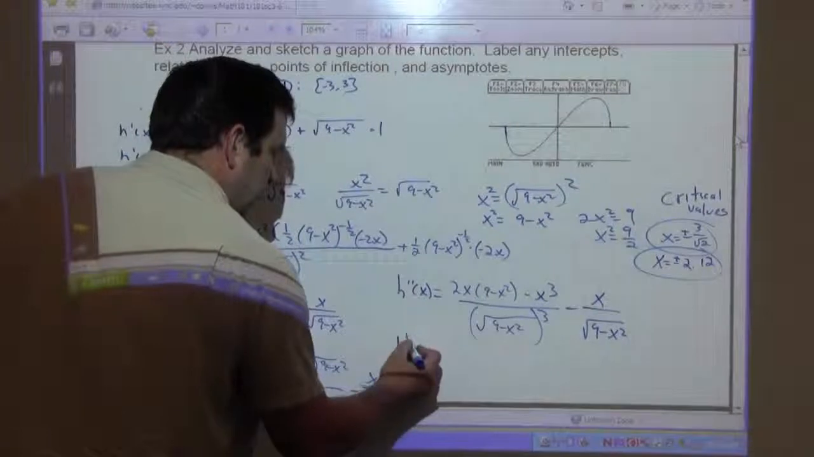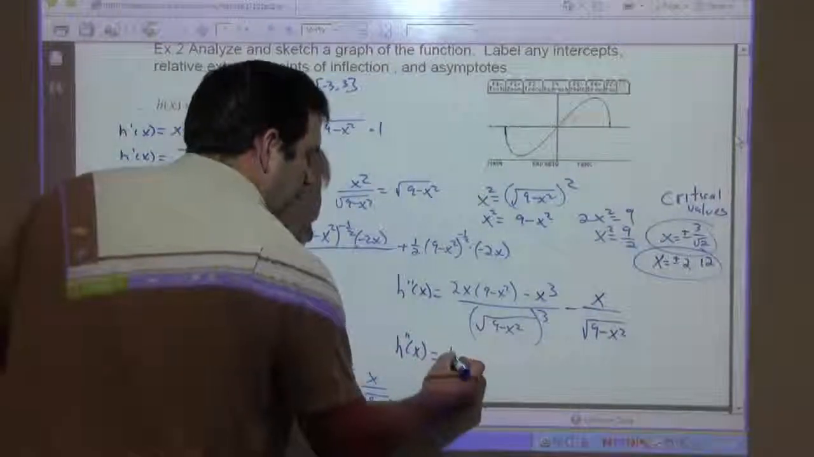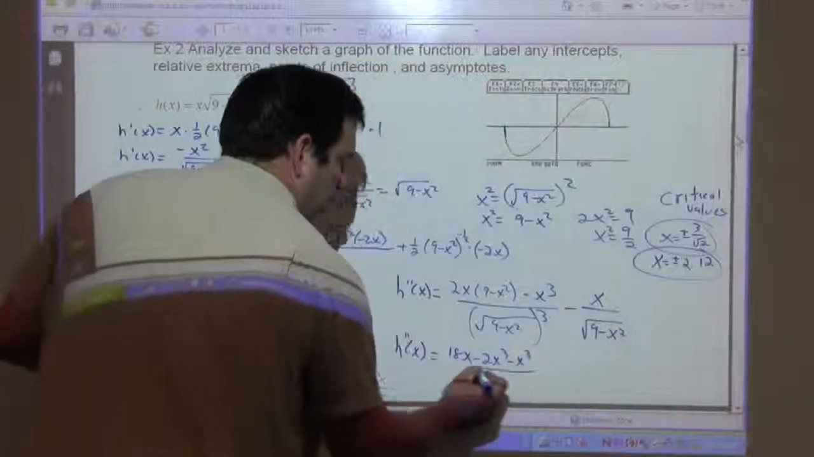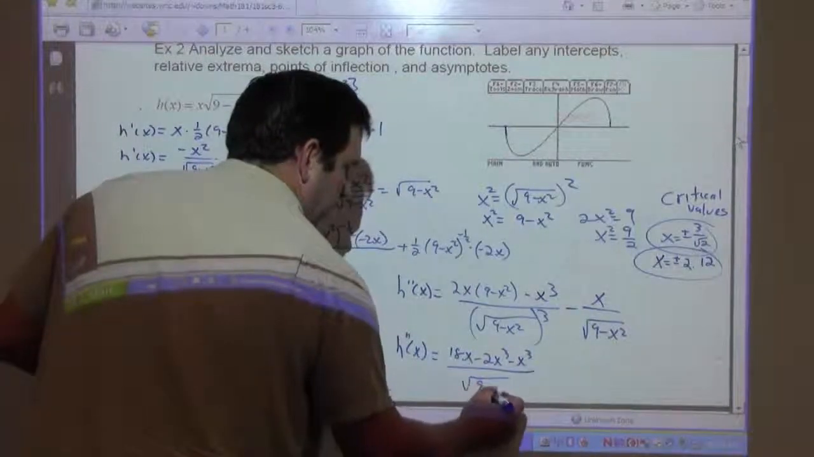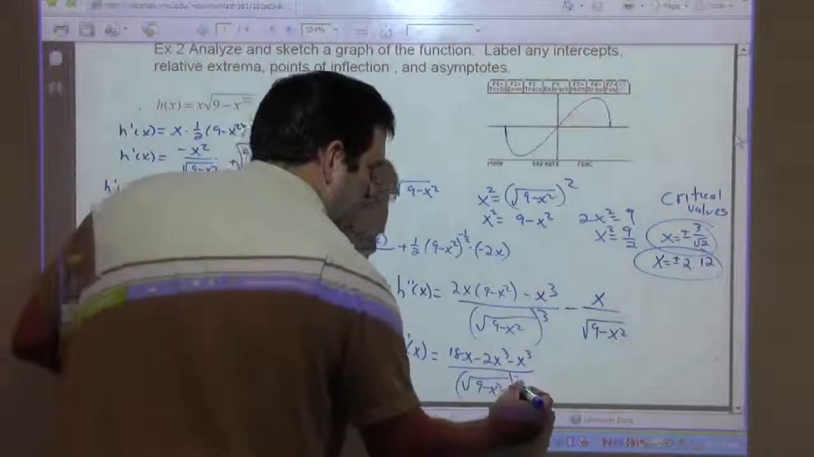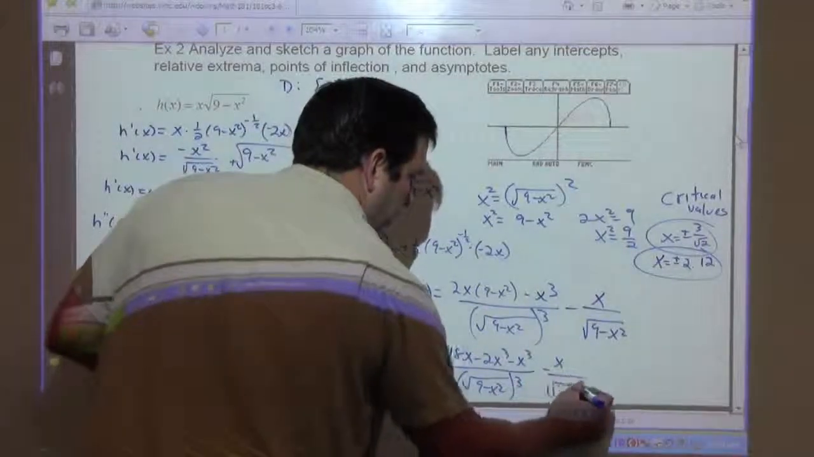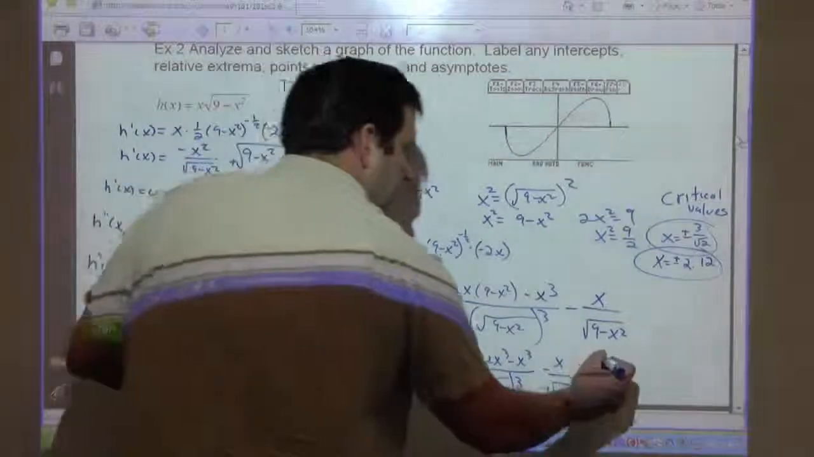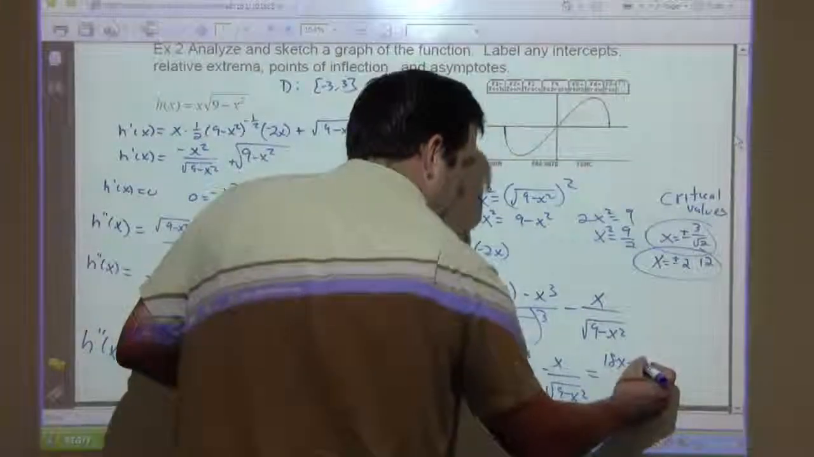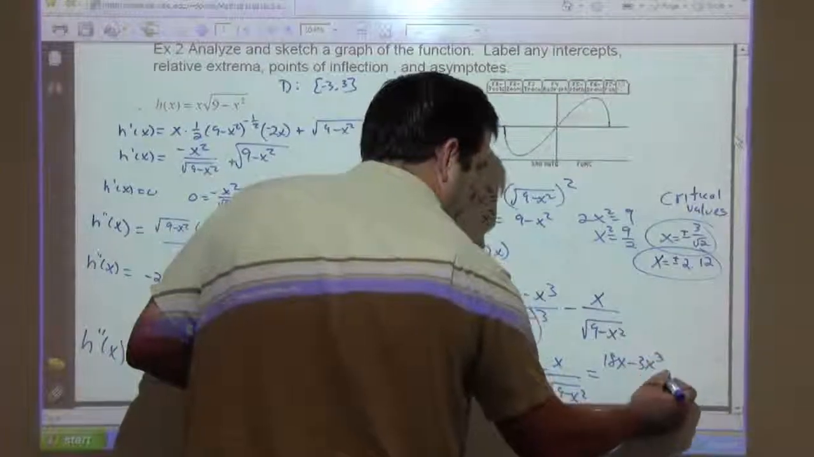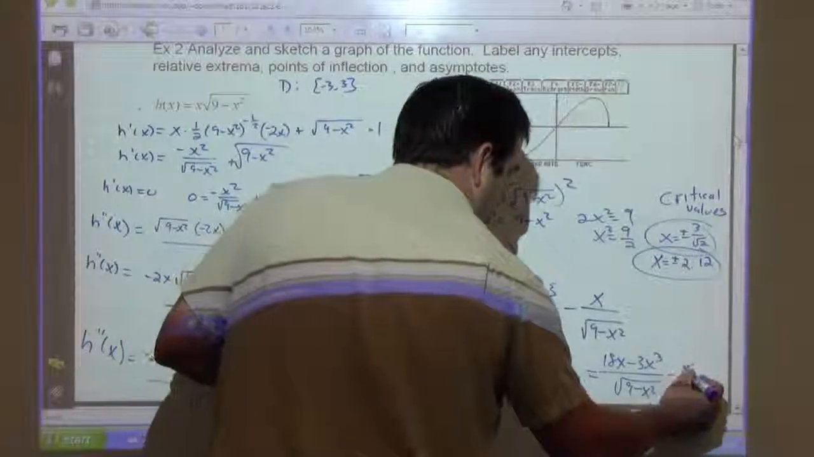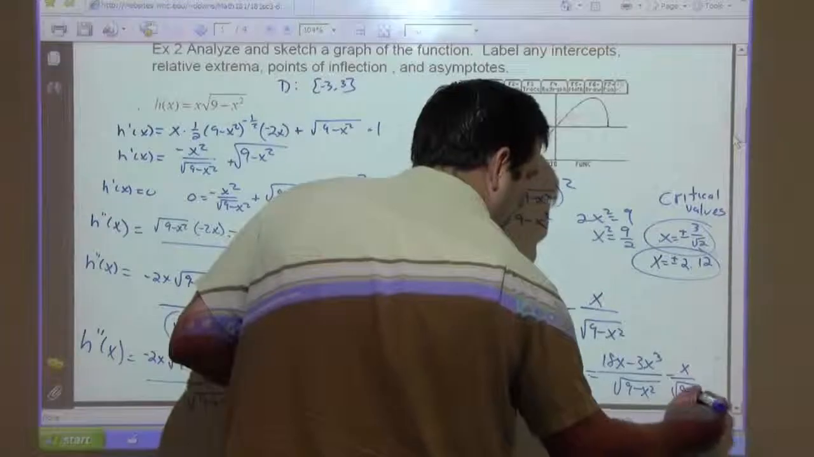So just to finish that off, h double prime of x is going to be 18x minus 2x cubed minus x cubed over the square root of 9 minus x squared, cubed, minus x over the square root of 9 minus x squared. And that's going to be 18x minus 3x cubed over the square root of 9 minus x squared minus x over the square root of 9 minus x squared.